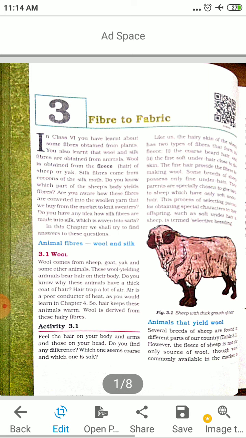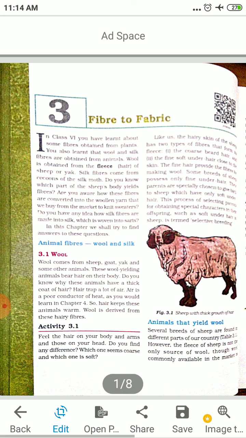This process of selecting parents for obtaining special characters in their offsprings, such as soft under hair in sheep, is termed selective breeding. Animals that give wool: several breeds of sheep are found in different parts of the country. However, the fleece of sheep is not the only source of wool, though wool commonly available in the market is sheep wool.